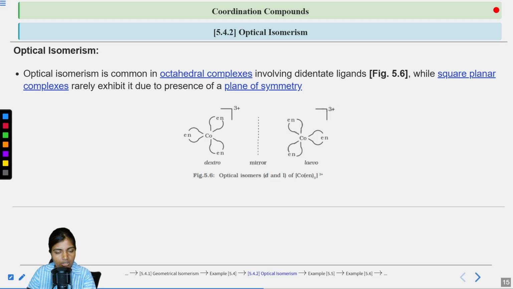Levo means it is rotating the plane of polarized light in the left direction, and dextro is rotating the plane of polarized light in the right direction. Okay, so these are the optical isomers in the dextro and levo form of the complex cobalt En whole thrice whole 3 positive.